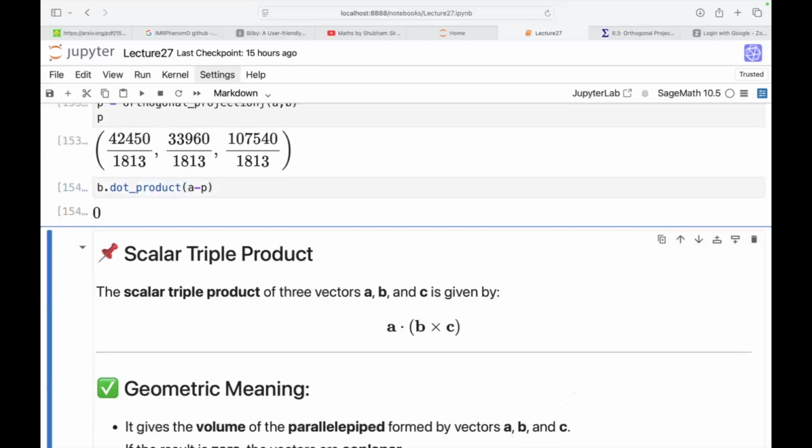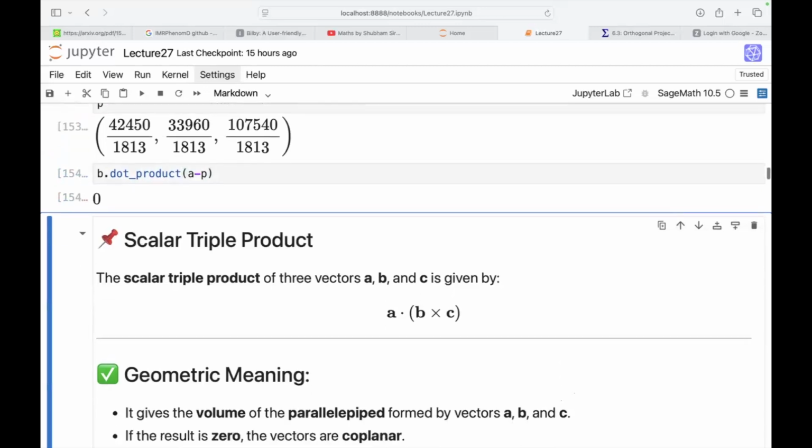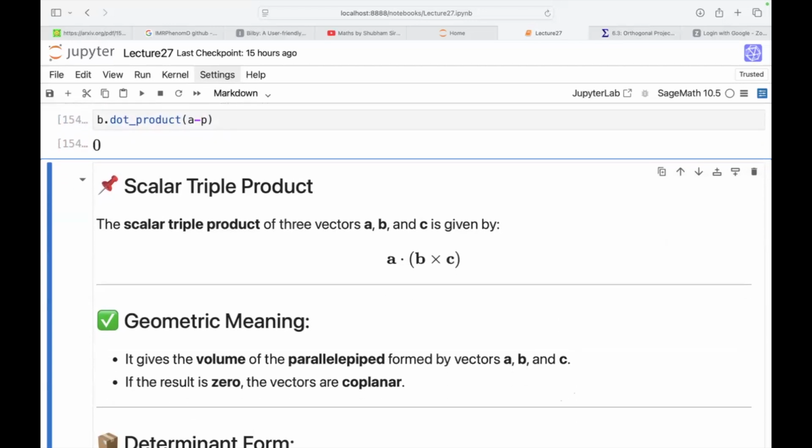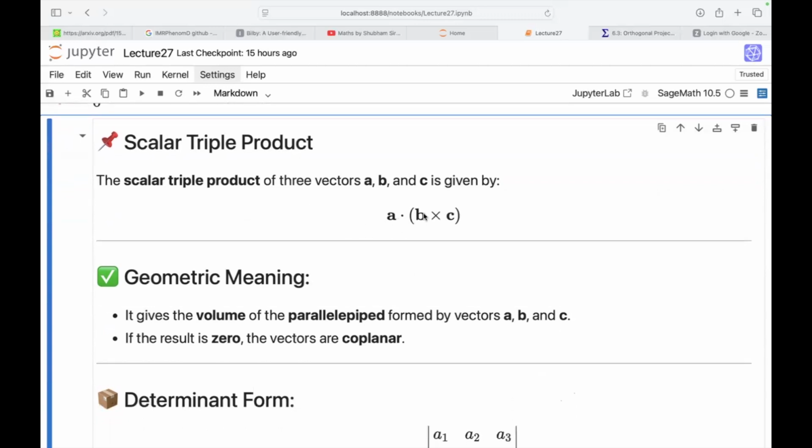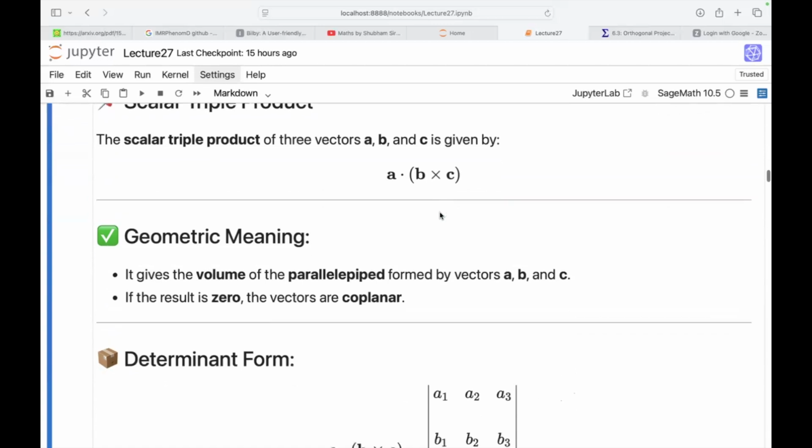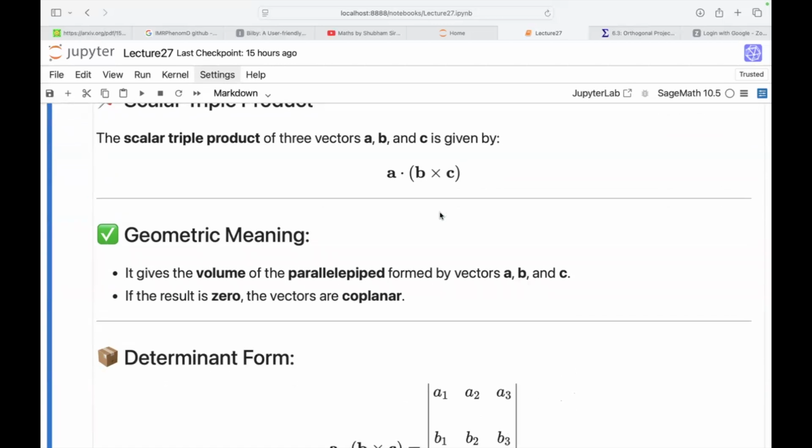Next thing is the scalar triple product. The scalar triple product of the three vectors A, B, and C is A dot the cross product of B and C. The geometric meaning is that it gives the volume of the parallelepiped formed by the vectors A, B, and C. If the scalar triple product value is 0, then the vectors are coplanar.